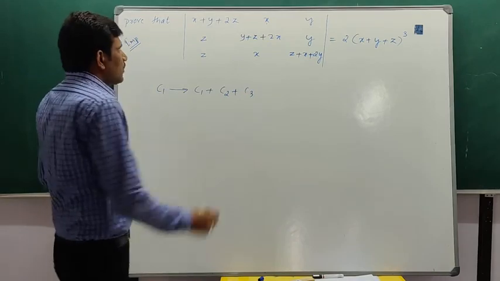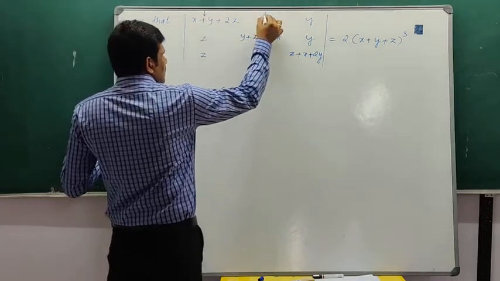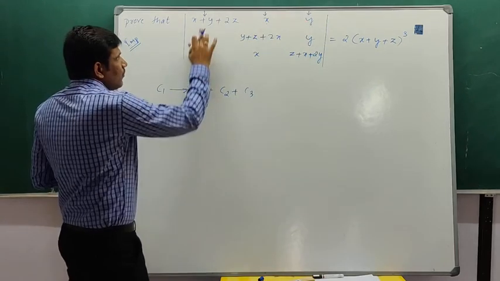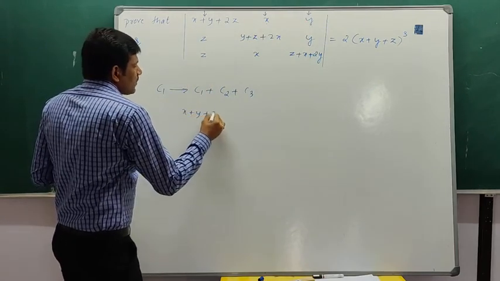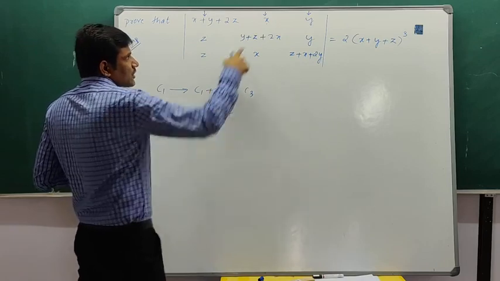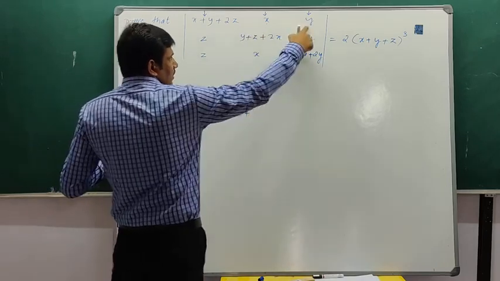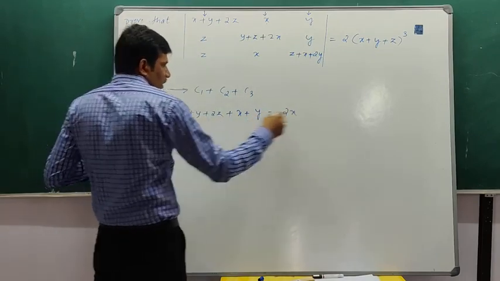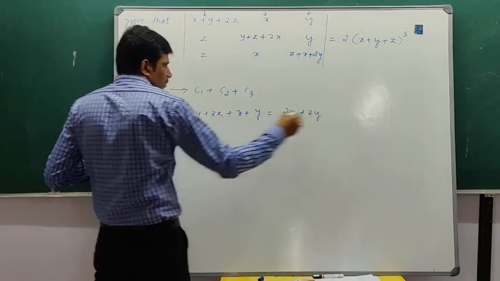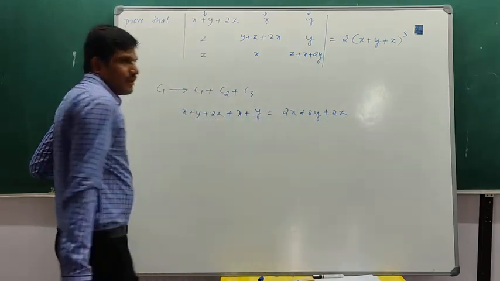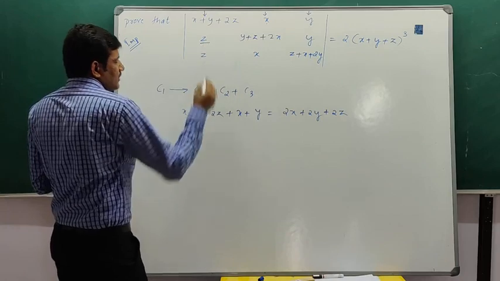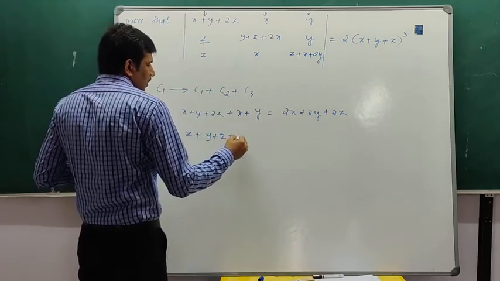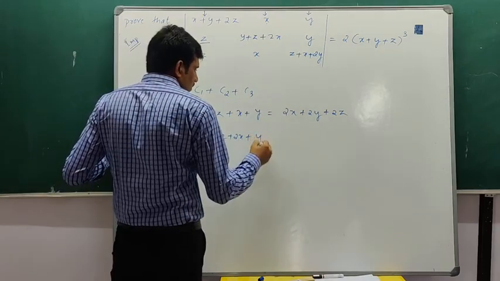Right, so see here. This is C1, this is C2 and this is C3. That is the elements in the first column. The first element in the first column is x plus y plus 2z, plus the first element in C2, that is x, plus the first element in C3, that is y. So x plus x is 2x, y plus y is 2y, plus 2z. Next, the second element in C1 is z. The second element in C2 is y plus z plus 2x. The second element in C3 is y.